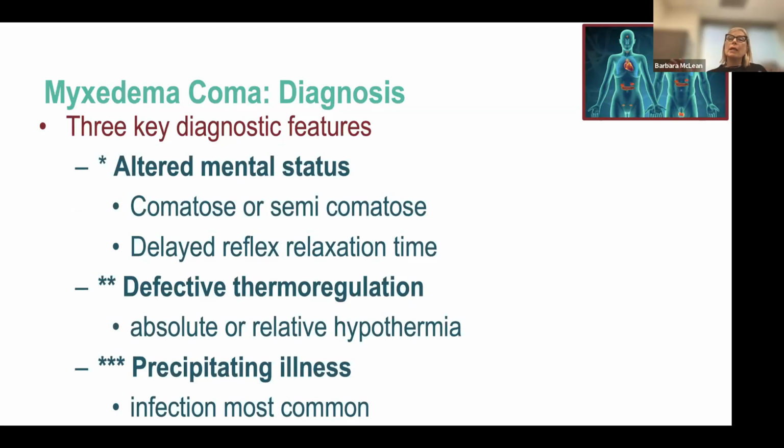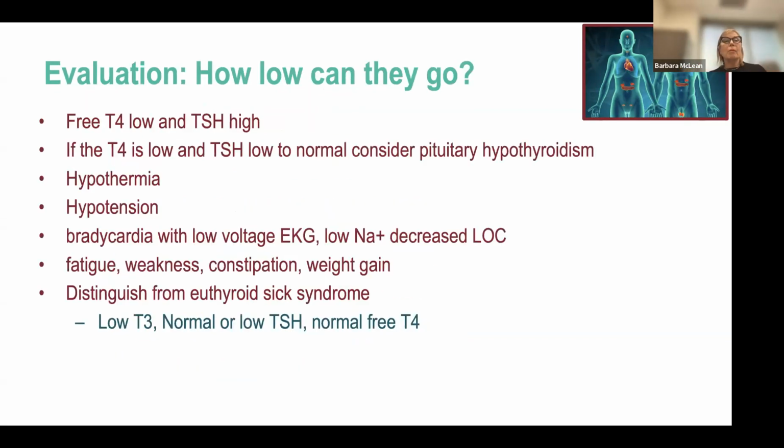The three key diagnostic features here: altered mental status, absolute or relative hypothermia, and a pre-existing illness. Those are really the key diagnostic features. They're pretty straightforward and they help us a lot. How low can they go? They can go pretty darn low.